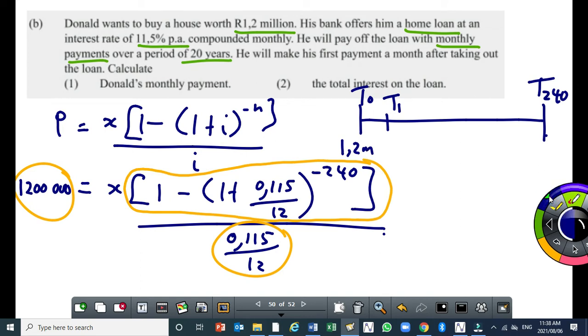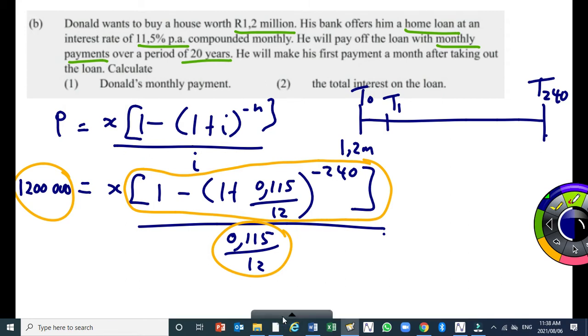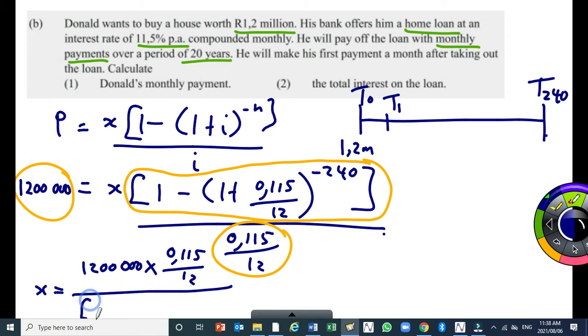So your x is going to be, I don't have enough space, but I'll write x is going to be 1,200,000 times 0.115 over 12. This is all over everything that's inside the square bracket. So that will be 1 plus 0.115 over 12, all raised to the power of 240. Right? That will be your x.